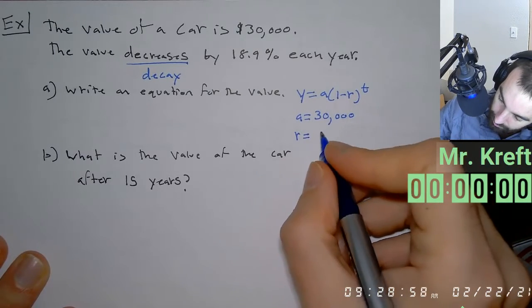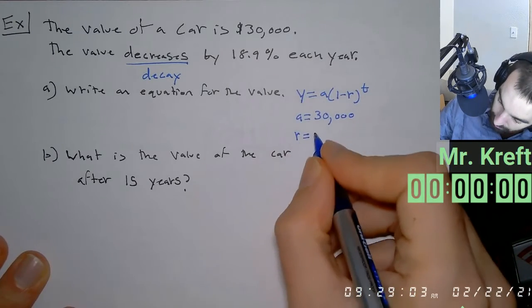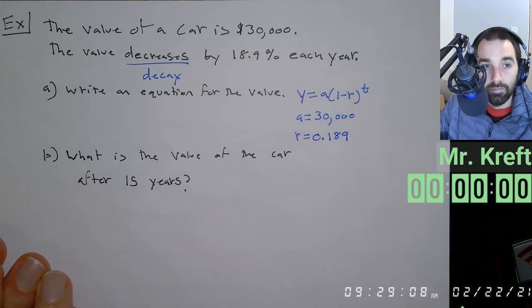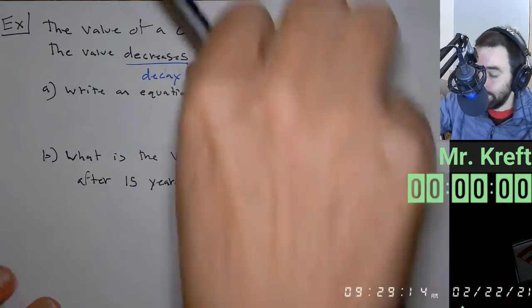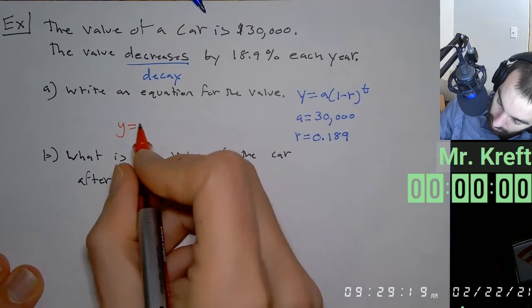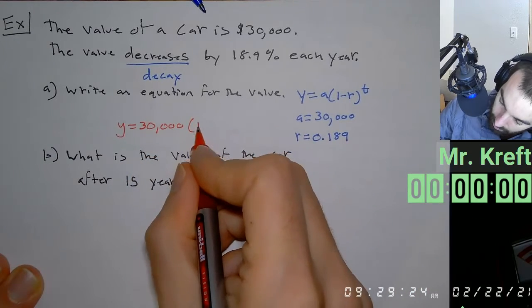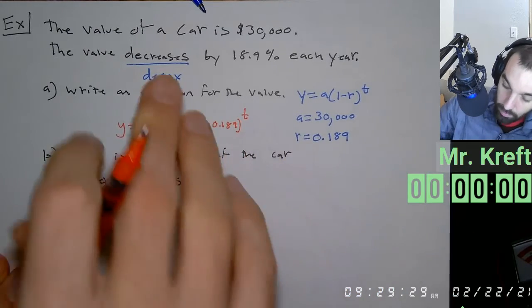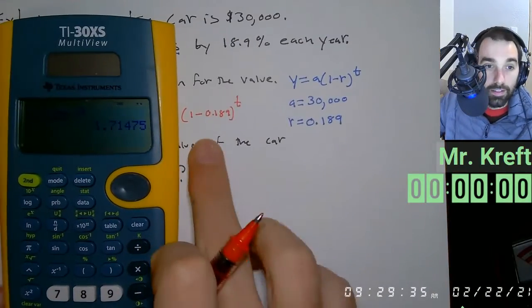And then the r is, we want to write this as a decimal, so I'm going to divide this by 100, so I get 0.189. And that is 18.9%. So if you go ahead and write this as an equation, that's going to be 30,000 times 1 minus 0.189 to the t.